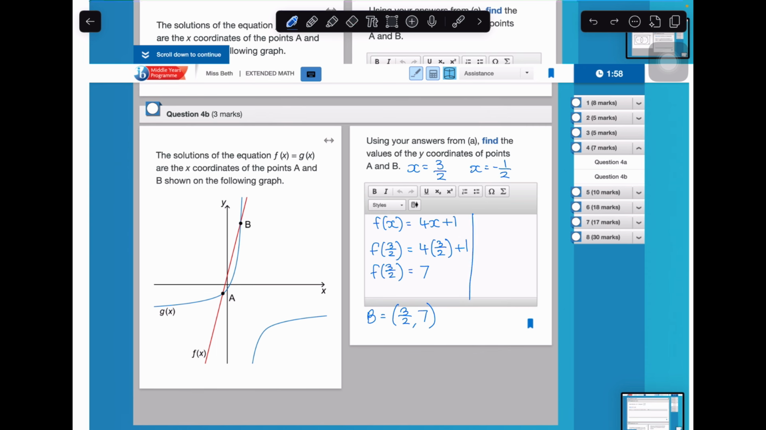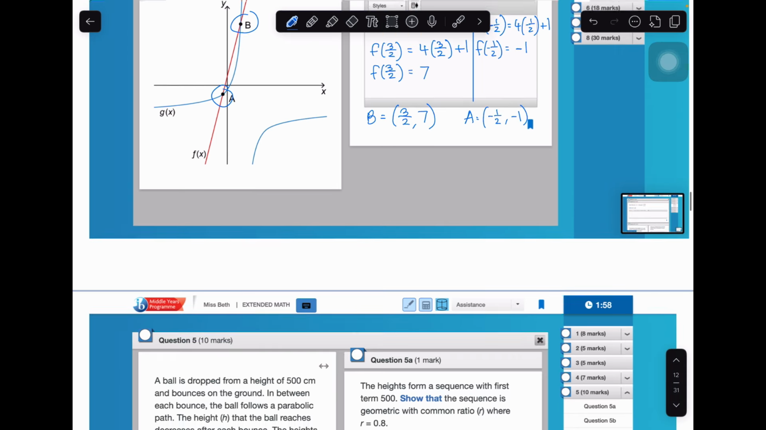Okay, so you just need to substitute in your other x value, so f of negative 1/2 would be equal to 4 lots of minus a half plus 1. So f of minus a half is going to be equal to negative 2 plus 1, which is minus 1. So then our coordinate for A would be minus a half, minus 1. You can, of course, look at the coordinates on the graph to see if this looks logical, if it makes sense. Does it look right? Which here it does.